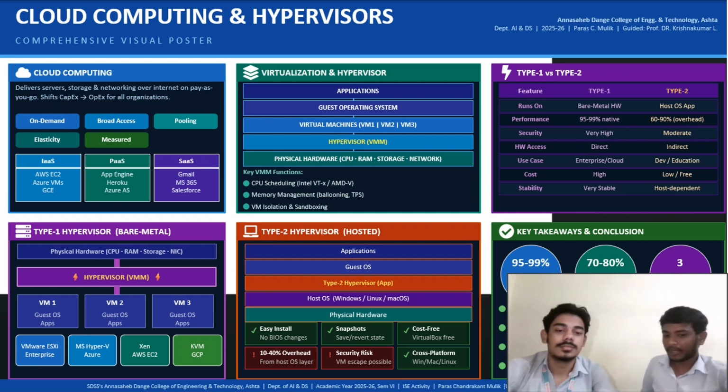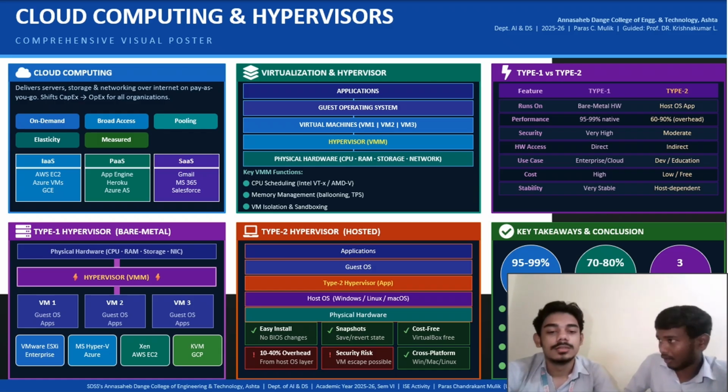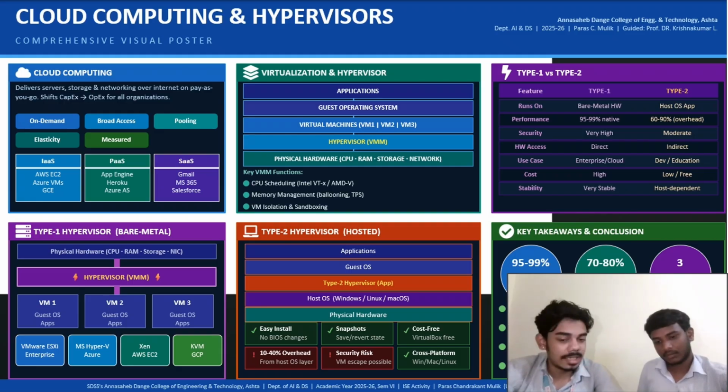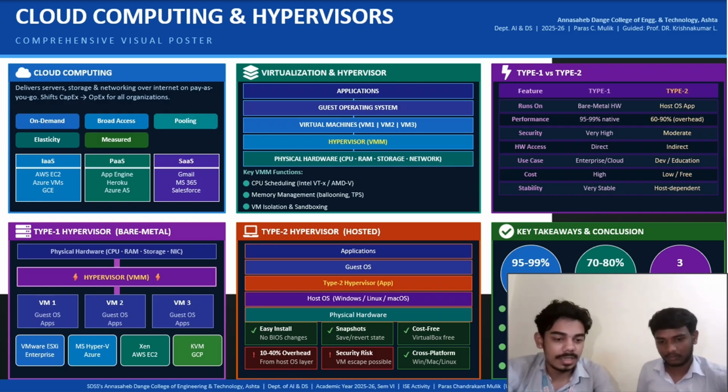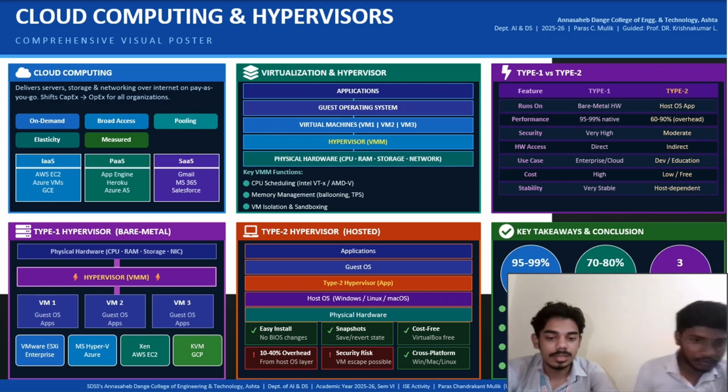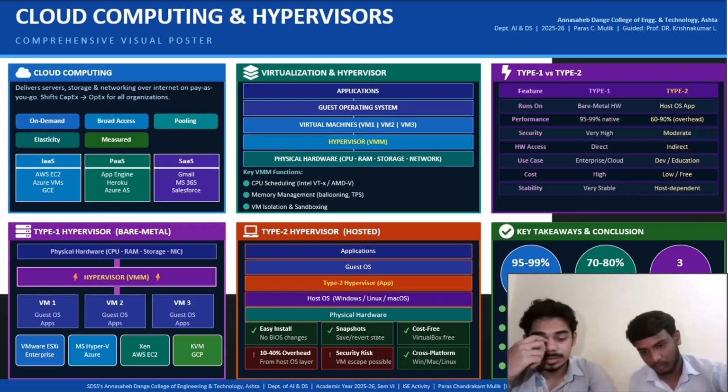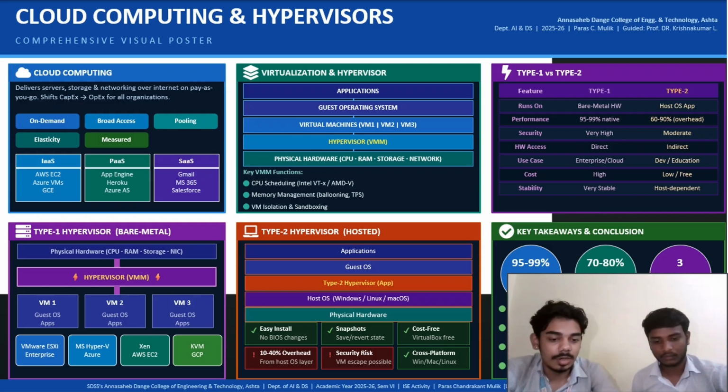Are there different types? I have heard type 1 and type 2 thrown around. Yes, there are two fundamental types, type 1 and type 2. Type 1 is also called a bare metal hypervisor. It runs directly on physical hardware, with no host operating system underneath. The hypervisor itself operates all the operating systems, and it has all the privileges over how the CPU, memory, and everything else will be allocated.